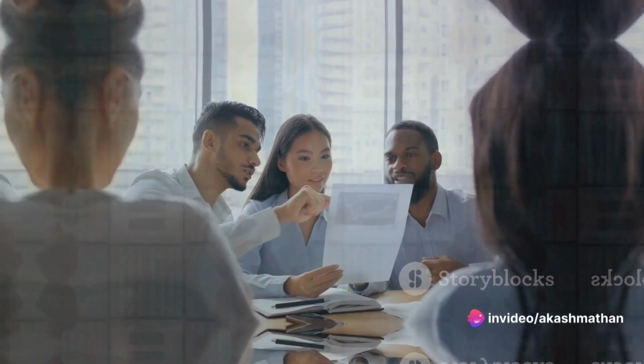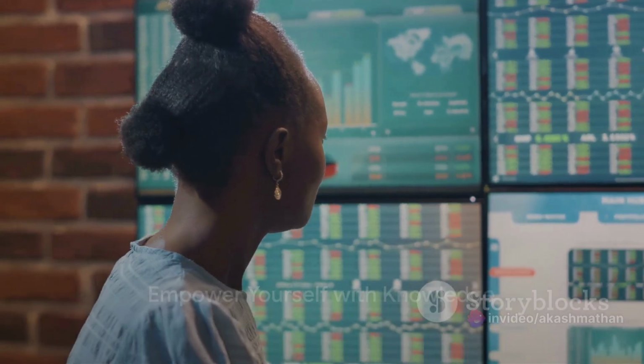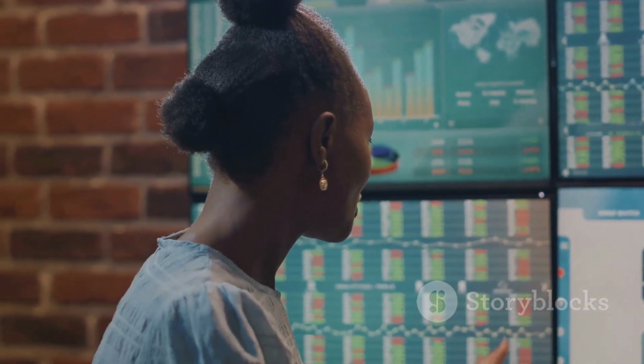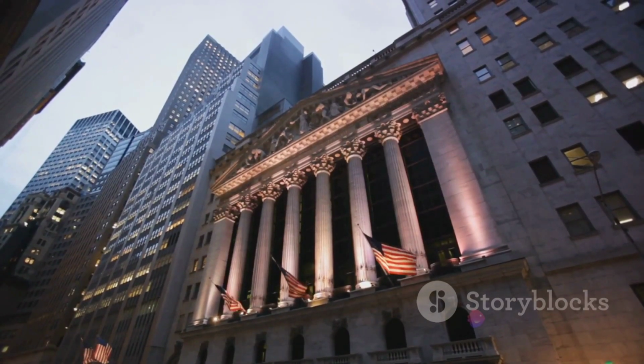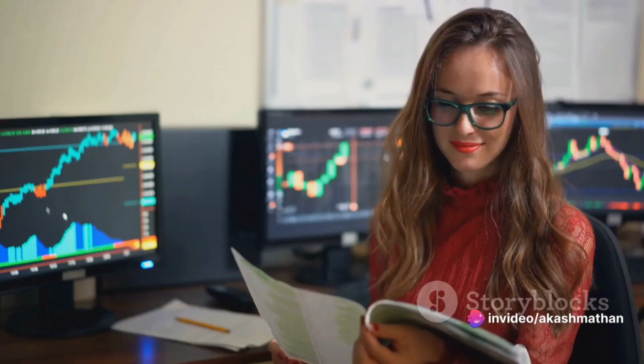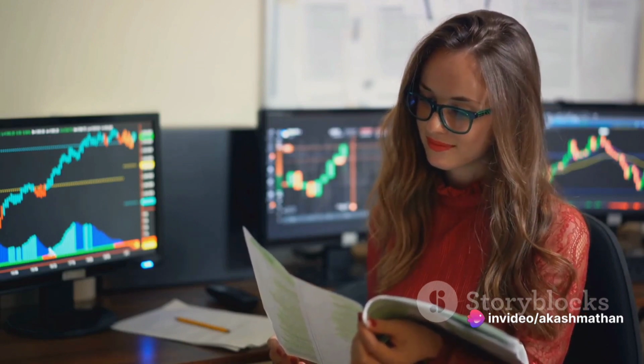After all, the stock market is not just about numbers and patterns. It's about understanding the underlying dynamics that drive these numbers. So, next time you see those colorful bars dancing on the screen, you'll know they're not just random movements. They're telling a story of the stock market's ebb and flow. And you, with your newfound knowledge, are equipped to read and understand that story.